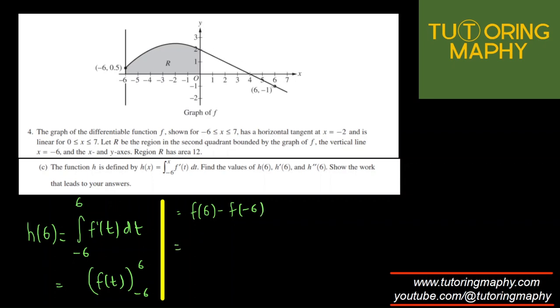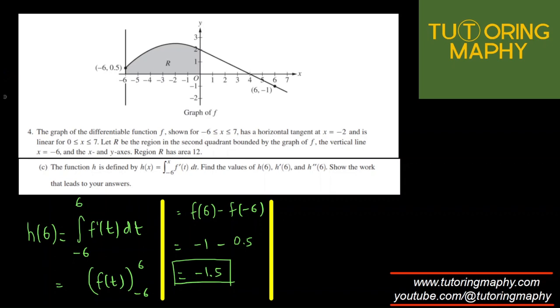What is f of 6, guys? If you read the curve, that is -1. And what is f of -6, guys? That is 0.5, or just 0.5 in fact. So the answer is -1.5. That is for h of 6.